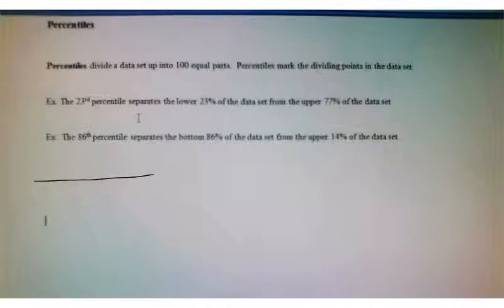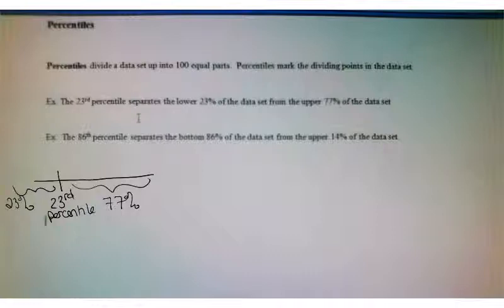So if we're at, say, the 23rd percentile, here below is 23% of the data, and above is 77% of the data.